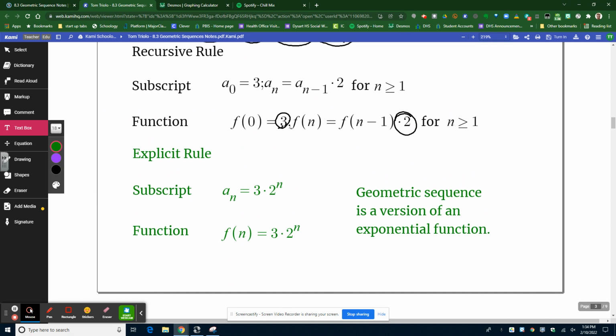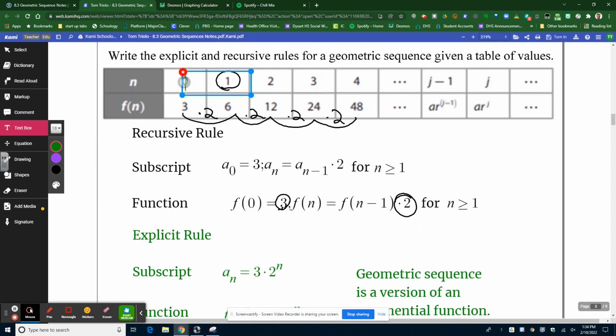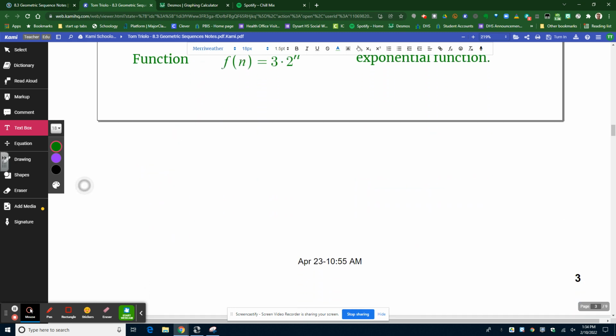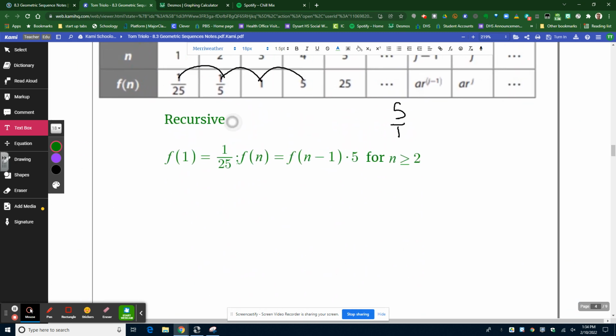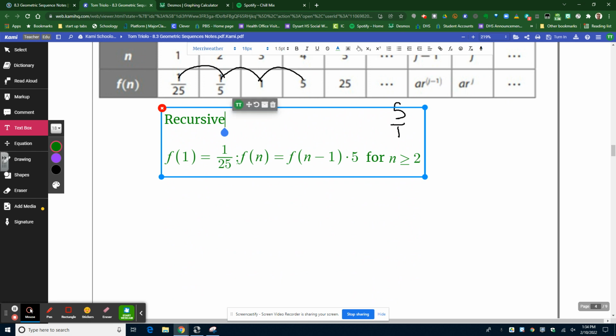Oh, see, that was 1. Okay. Because we started with 0. Okay, so if it starts with 0, it's 1. If it starts with 1, it's 2. Okay? All right. Second number. Just whatever the second term is. All right, so that's my recursive rule.